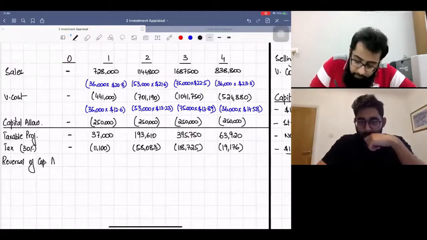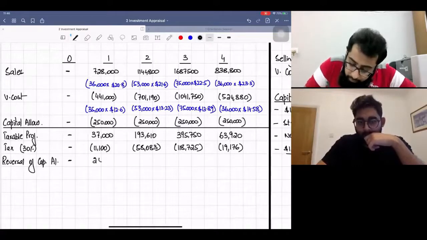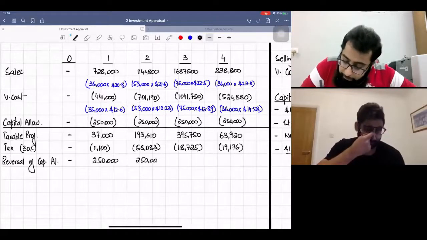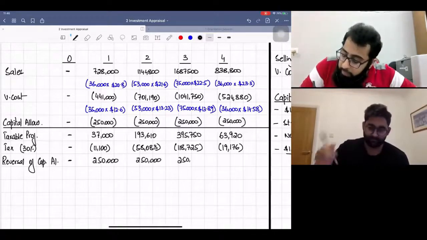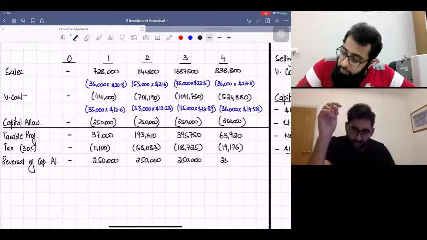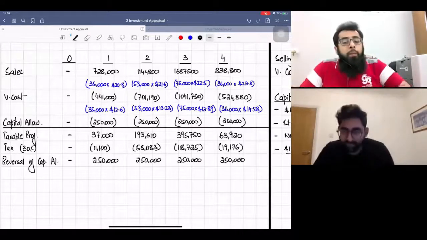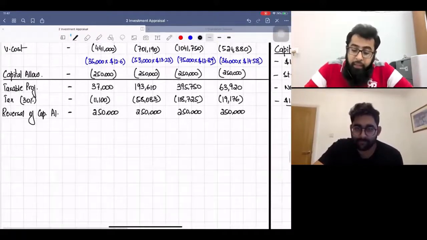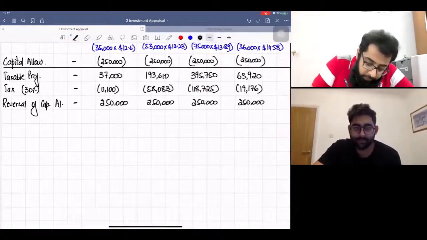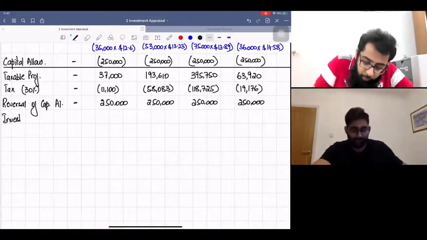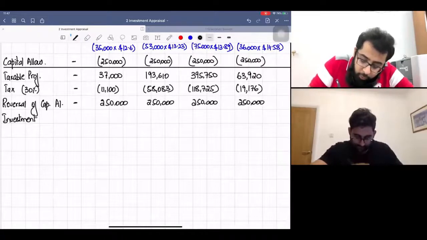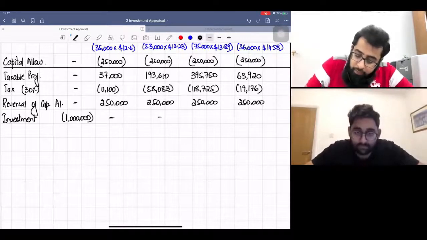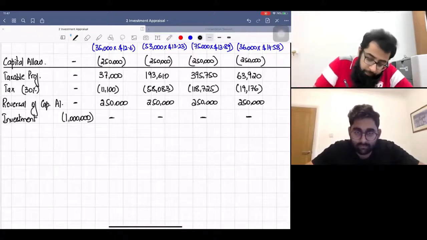Okay, and then I hope you remember from the previous question also that we reverse the capital allowance, because it is not a relevant cash flow. 250, 250, 250, and 250. So now we are done with the tax, and now the thing we have to look at is the investments. The initial investment which we will make is $1 million, which is in year 0.